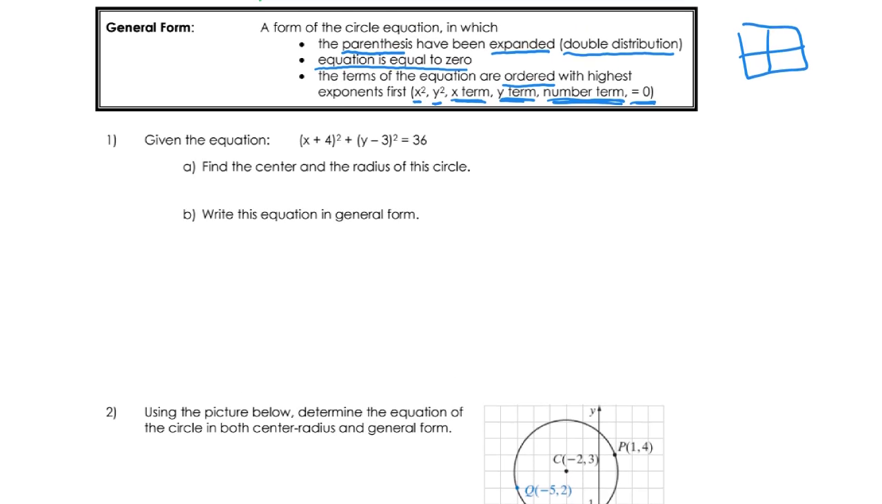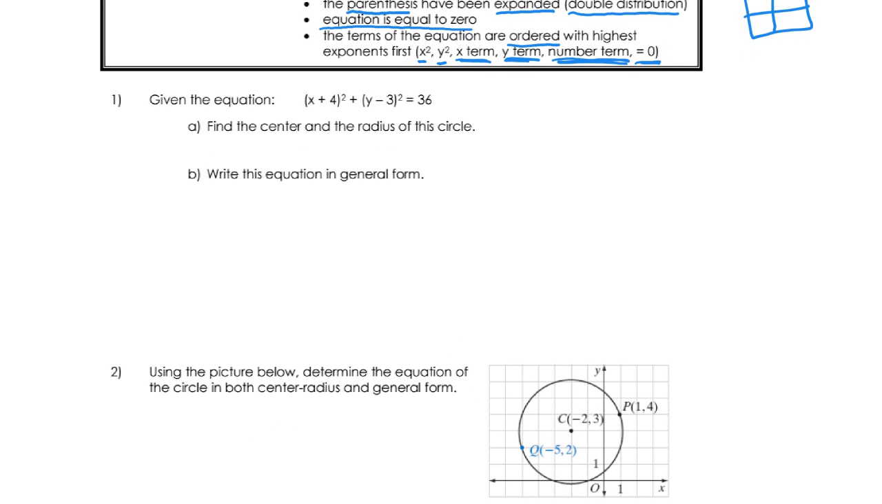Okay. So in number 1, it says given the equation, and we can see that that is center radius form, because I can tell you what the center and the radius is, which is why they're asking in part A. So we're going to say that our center is, remember, opposite of the numbers. So you see +4, think -4. You see a -3, you think +3. Our center is at -4, +3. And then our radius, remember that this is your radius squared. So square root both sides, and you're going to find out that your radius is 6.